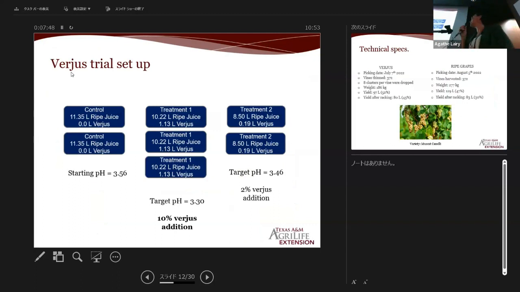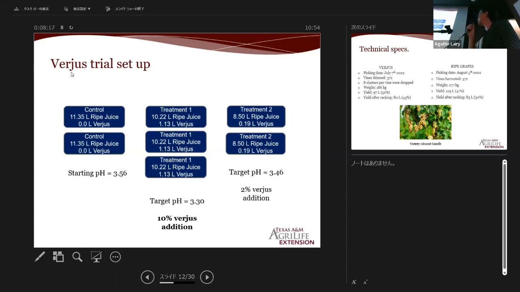So how did we set up the trial? Again, we had the controls. So this was done in duplicate, the controls. These were ripe grapes picked at full ripeness. And the starting pH of that juice was 3.56. Then we had treatment one, where we targeted a pH of 3.3. So we added verjus until we reached this pH of 3.3. That was our target pH.